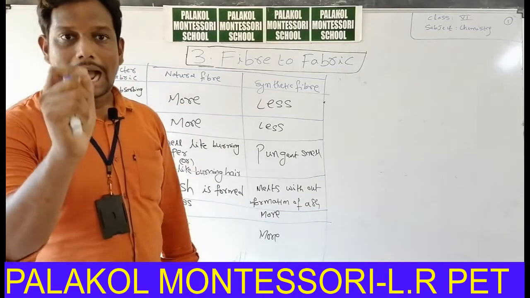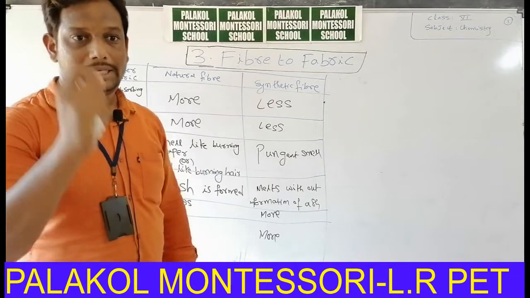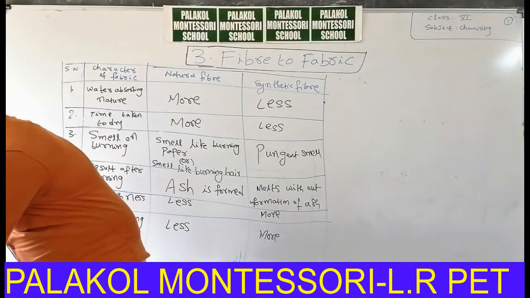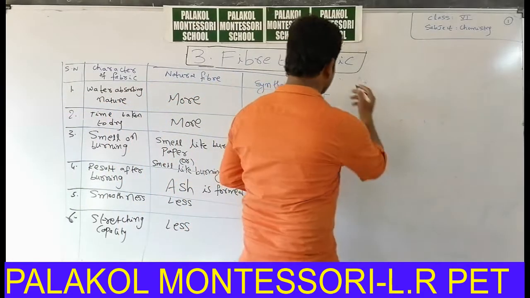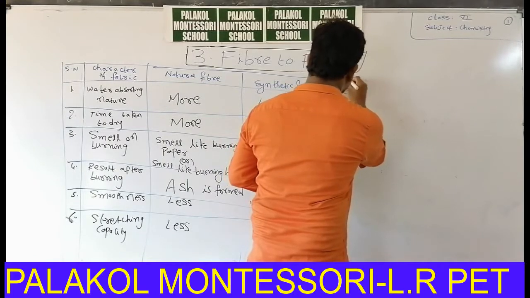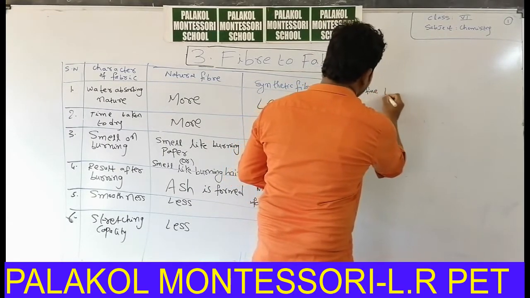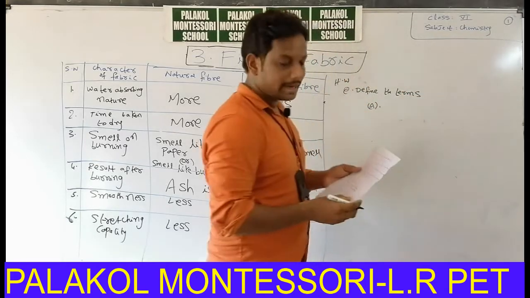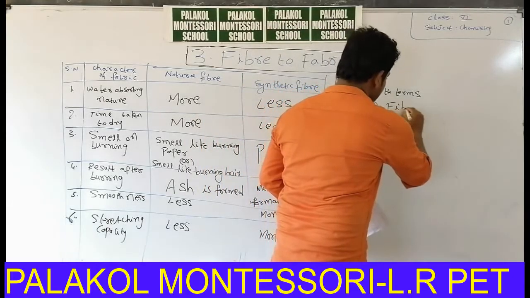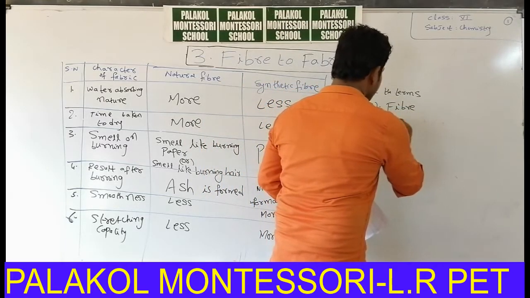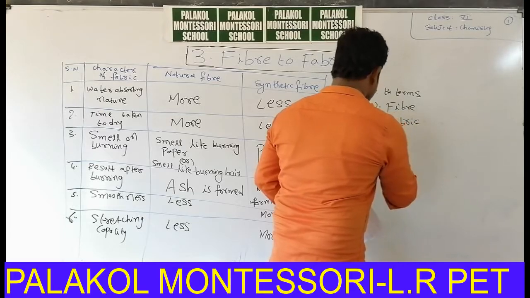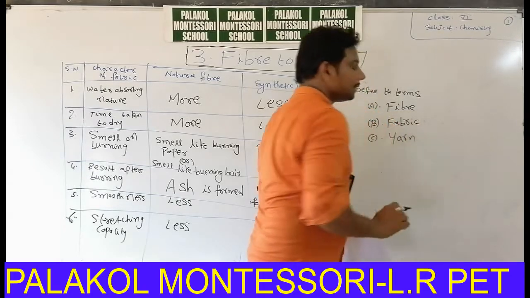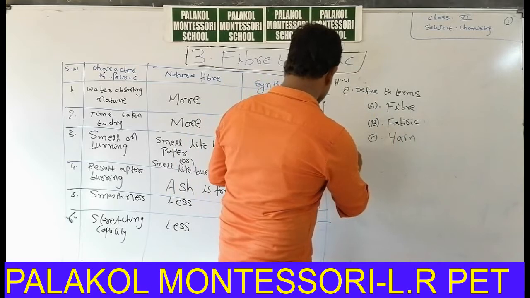Okay, write down homework and do this homework in your textbook. I will write the homework for you. Question one, define the terms. First one, A, fiber. Second one, B, fabric. Third, yarn. Define these three terms.